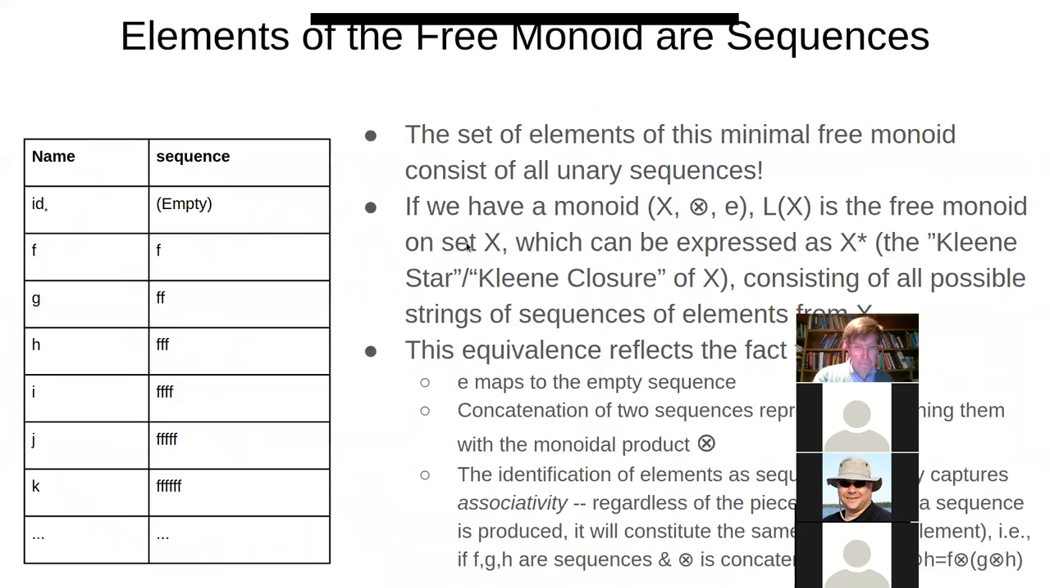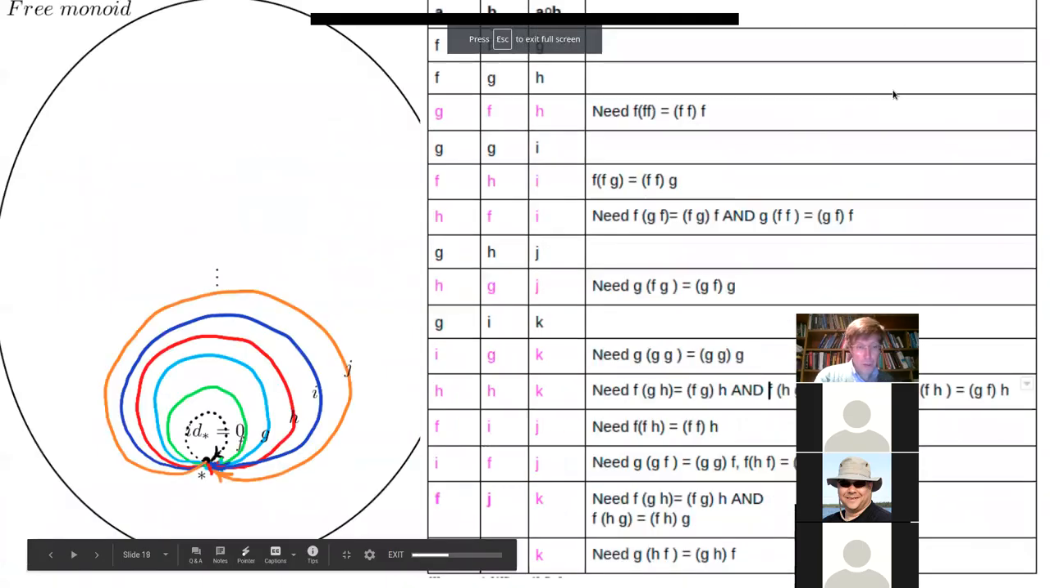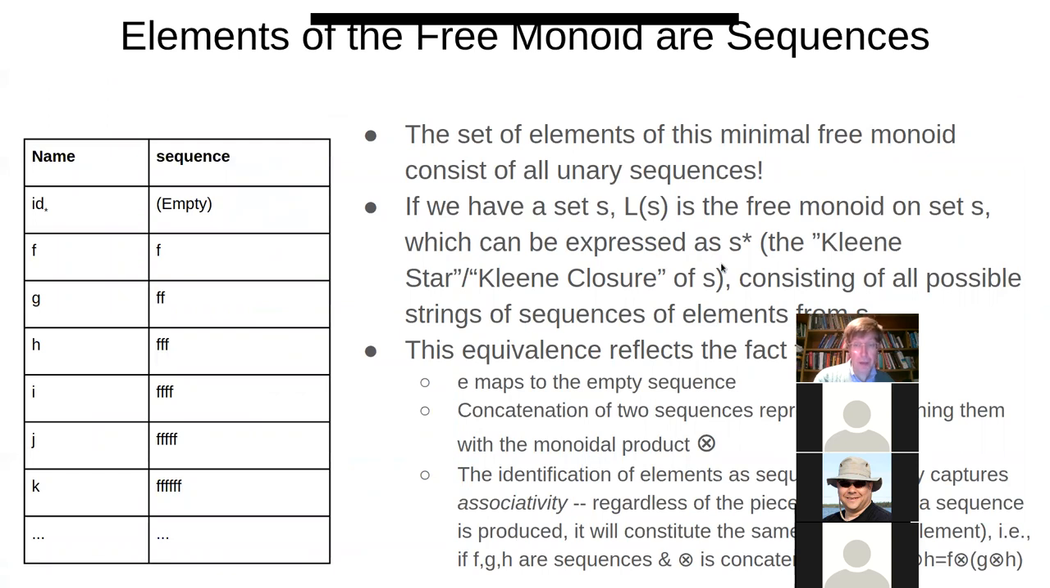Okay, so for a set S, I should have been more careful here. This is actually a bit screwed up. I'm just going to accord with what's in the diagram to avoid confusing you. Sorry about that. But basically, if we have a set S, LS is the free monoid on set S, which can be expressed as S star.